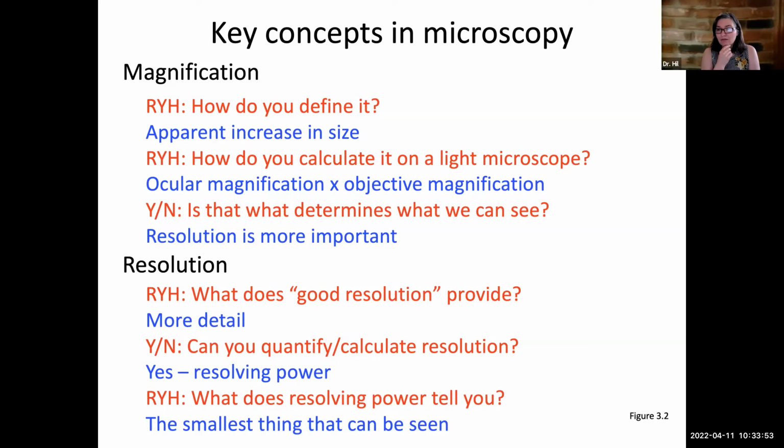Put that into the chat. The resolving power of the human eye. Yeah, the limit of resolution and the resolving power, basically the same. The smallest thing that can be seen with the human eye is 200 micrometers or 0.2 millimeters. Both of those answers would be acceptable.